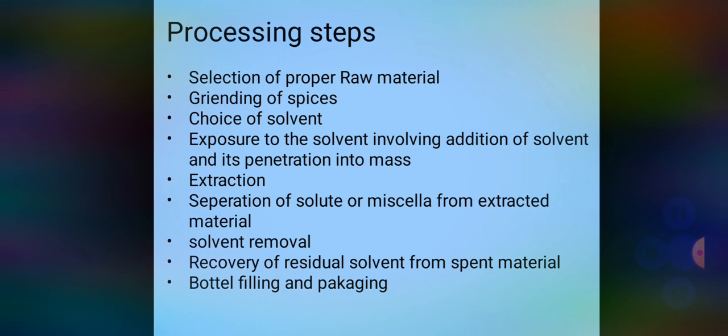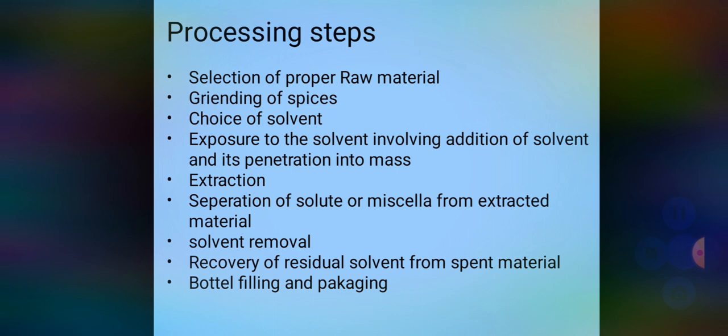Here some processing steps are listed. First there is a selection of proper raw material. As we selected raw material for spice oil, in the same way for oleoresin we are going to select the raw material according to the variety of spices.